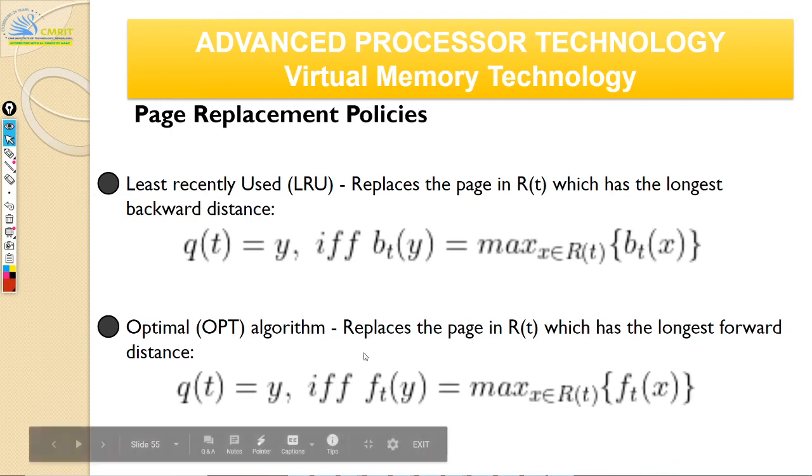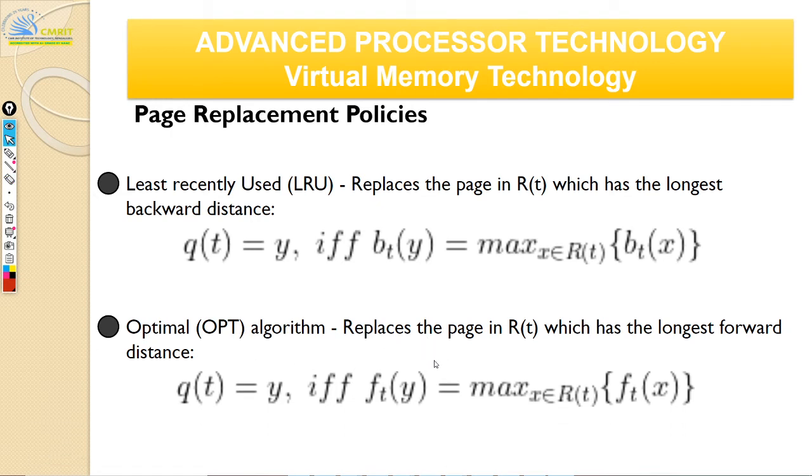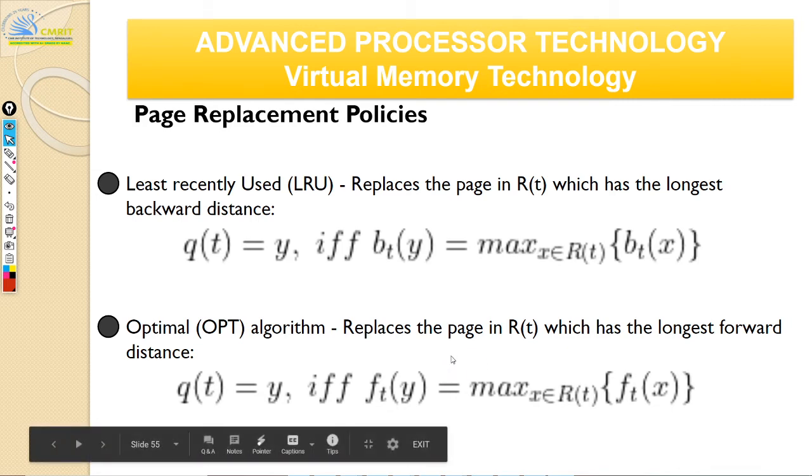Now similarly, the optimal algorithm on the other hand will look into the future. It's going to look into the future and replace whichever page has the longest forward distance.